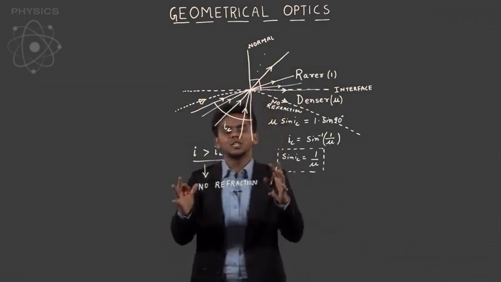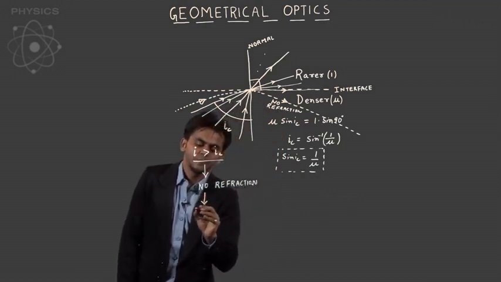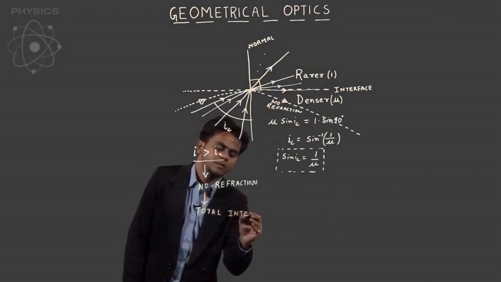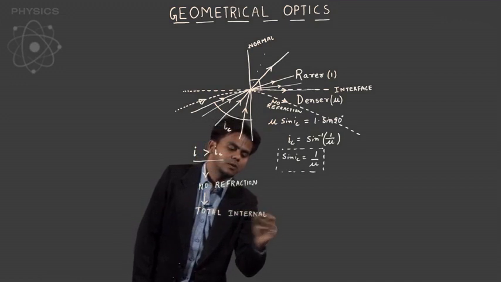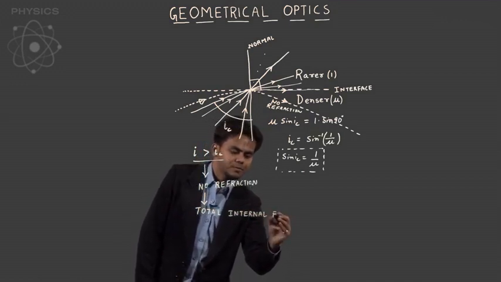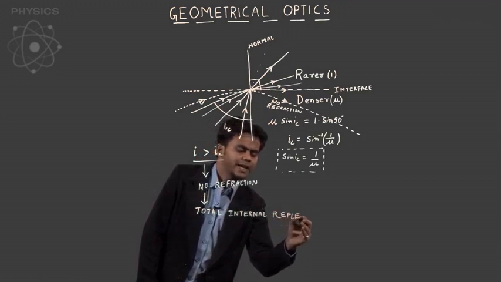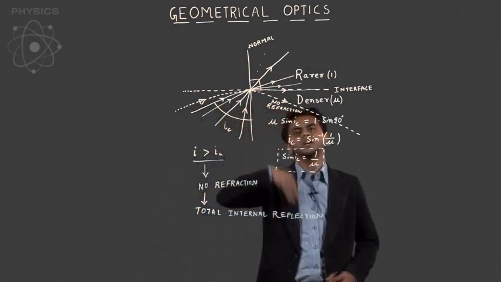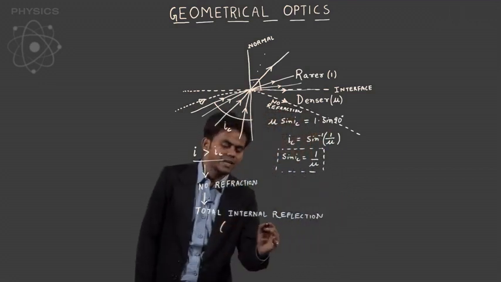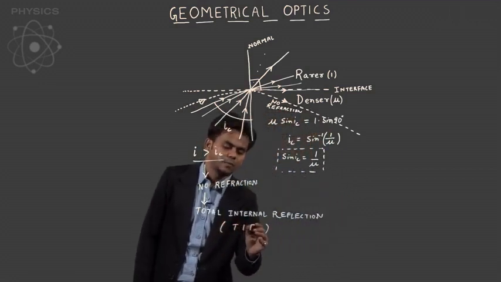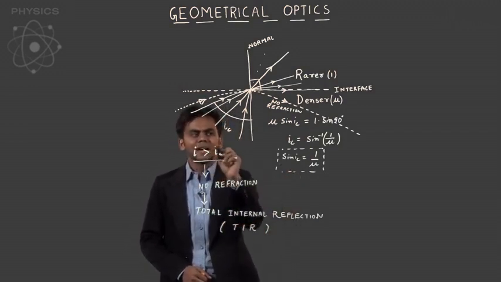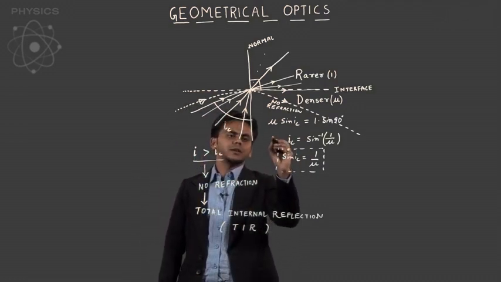That is why this situation is also known as total internal reflection. The phrase itself explains it all. That all the light is totally reflected back into the denser medium. It is not going to the rarer medium. It is abbreviated as TIR. Now, the only condition is I should be greater than critical angle. This is a critical angle. You can label this thing as critical angle.